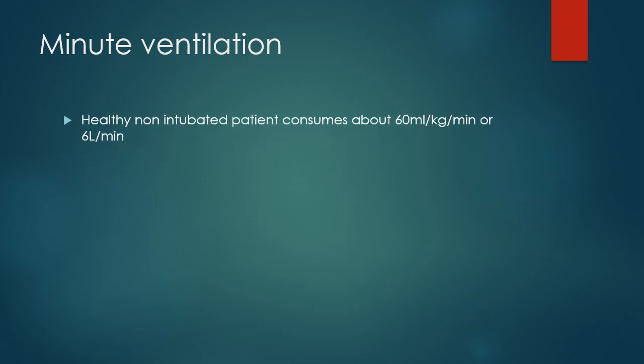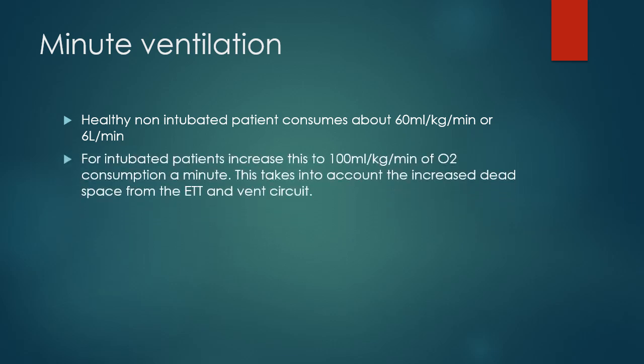So when we're not intubated, we're consuming about 60 mLs per kilogram a minute. So that's about 6 liters, which is right in the middle of that 4 to 8 liters a minute. But for somebody who is intubated, we're going to up that value to 100 mLs per kilogram a minute because we're adding a vent circuit and an endotracheal tube. Both of those things have dead space inside of them, and we will lose some of the volume that we're giving that patient through those pieces of equipment.